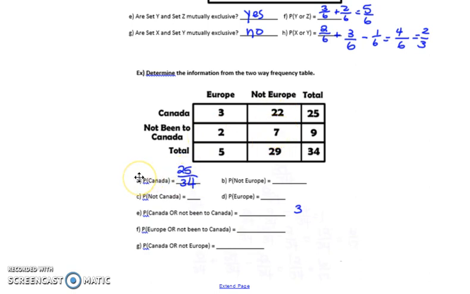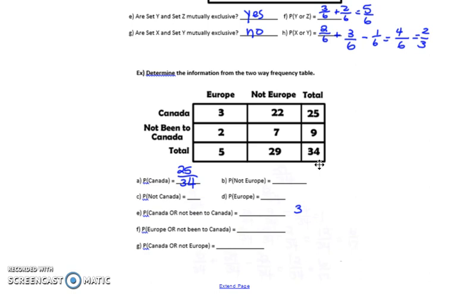So then we have our probability. When I'm doing the probability of Canada, I want the total number of people who have been to Canada, so I have to go to my total column. That would be 25 out of the total 34. Also, the total sample space is always going to be in the bottom corner here.